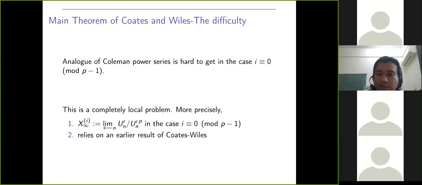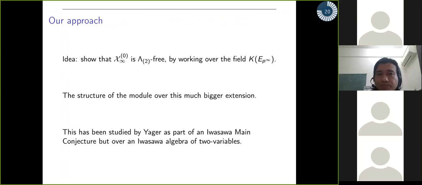And I spoke to John Coates about this. I asked what he thought about this, and he seemed to have some ideas regarding the existence of some Euler systems and things like that. But I want to just present one approach where this turns out to be much more direct, but at the cost of working over a much bigger field extension.